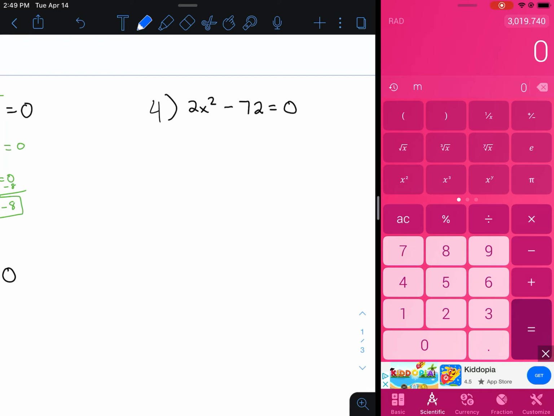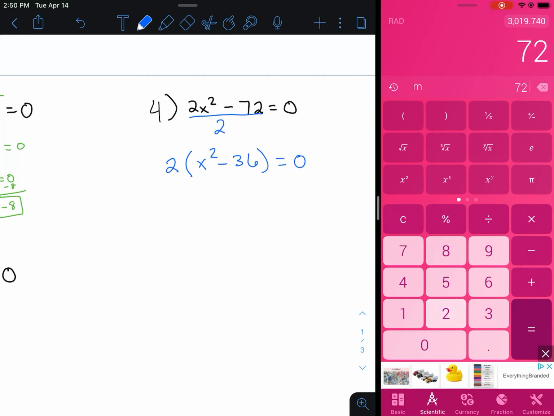All right, so here, if we look at this one, we can tell that there is a 2x squared, there is no bx term, and the c value. Well, our problem is that 2x squared and 72 are not perfect squares. So what we can do is we can divide out our greatest common factor, which in this case, again, is 2. So we were able to factor that out, and we got x squared minus 36 equals 0. Again, if you didn't know 72 divided by 2, you do it on your calculator.